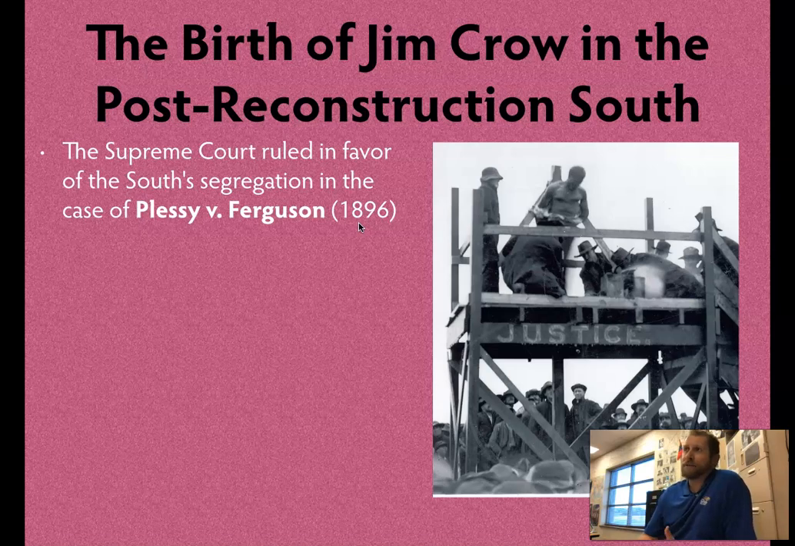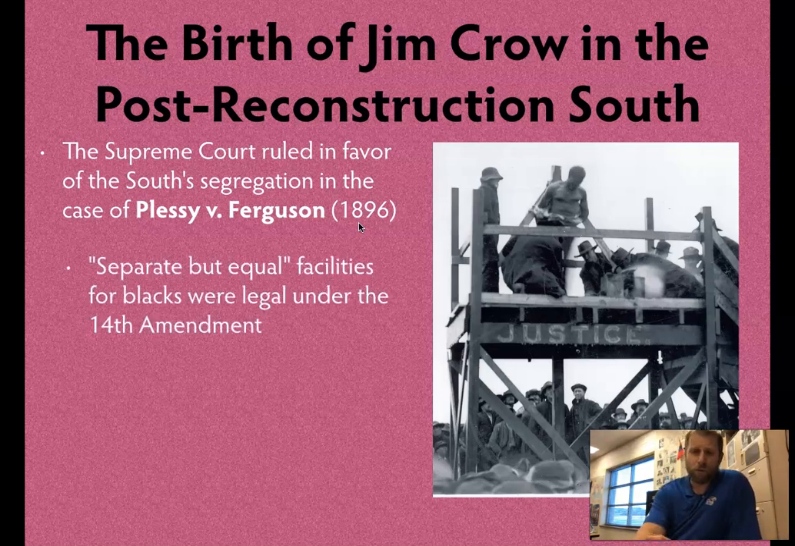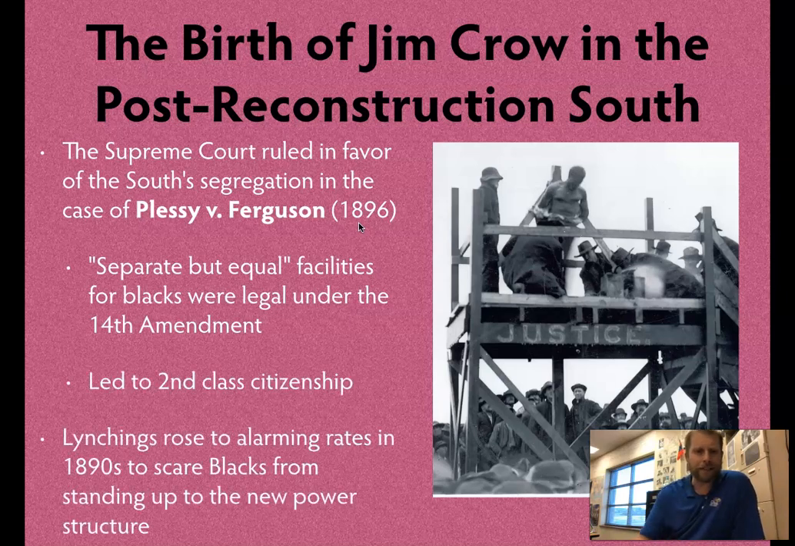The Supreme Court actually ruled that segregation was okay. In the monumental and very disappointing Plessy versus Ferguson in 1896, the Supreme Court ruled that separate but equal facilities for blacks was okay. They could have separate rail cars, which the ruling was over, as long as they were equal facilities. So they could have separate schools, separate hospitals, you name it, but they had to be equal. And they found that under the 14th Amendment, which, in reality, things were not equal, but that's how the Supreme Court justified it, which led to second-class citizenship.